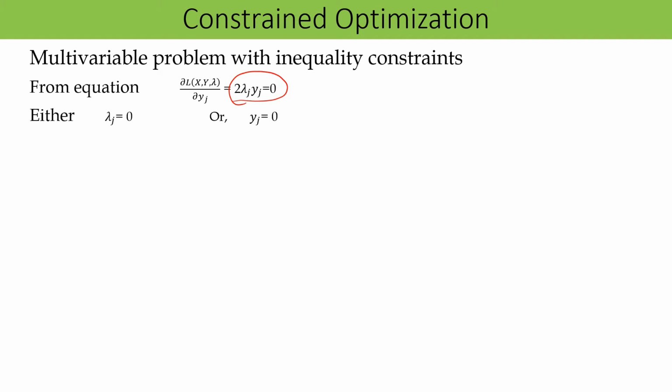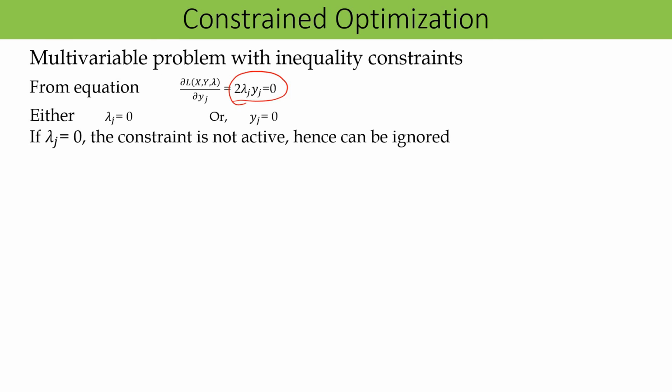So there are two conditions, either lambda j equal to 0 or yj equal to 0. Now what will happen if lambda j equal to 0? If lambda j equal to 0, the constraint is not active, hence can be ignored. That means yj is not 0, suppose. In that case, if yj is not 0, that means that constraint is not active. That means whatever solution you are getting will not be on that particular constraint.